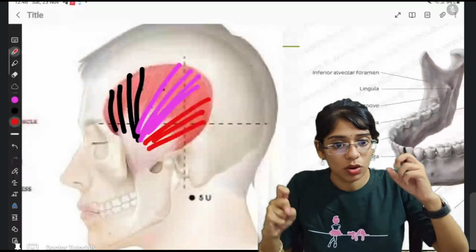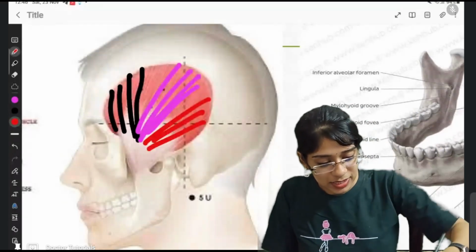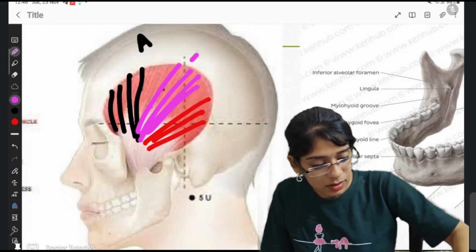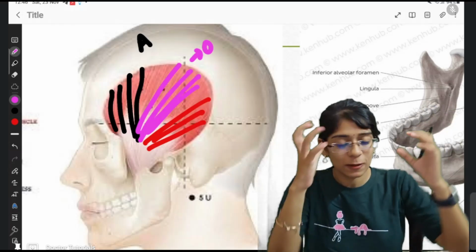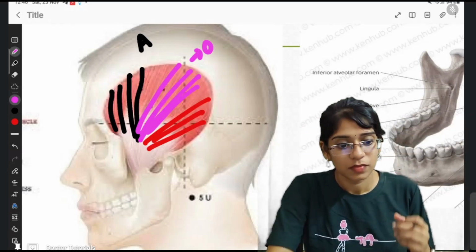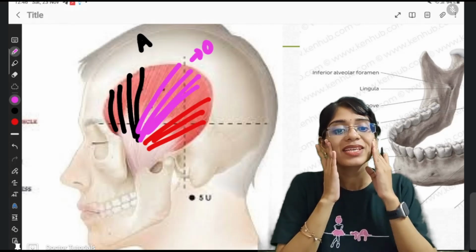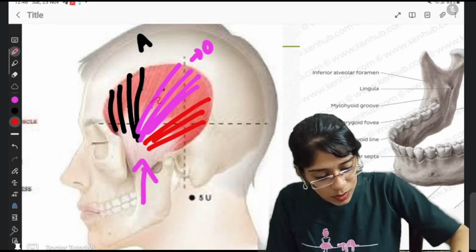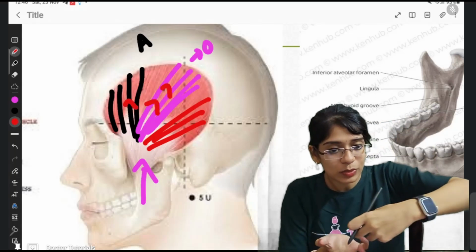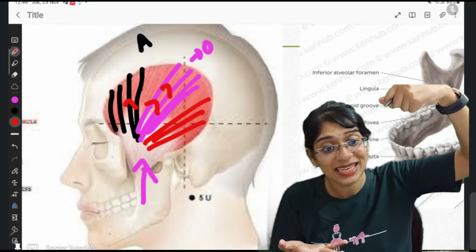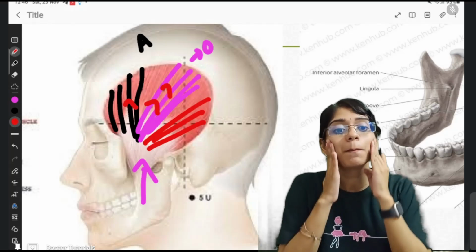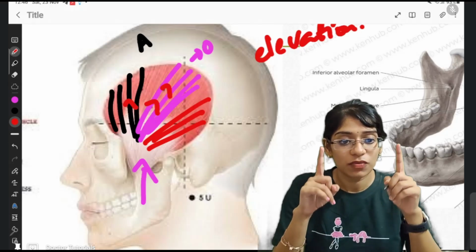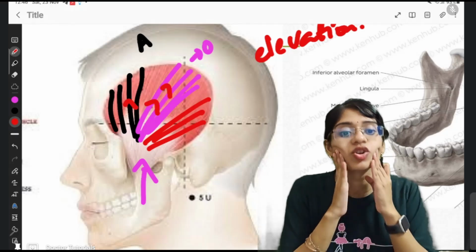Now, when this muscle is contracting, listen carefully. When the anterior fibers, that is the vertical fibers, and these oblique fibers are contracting, it will cause the elevation of the jaw. It will pull the mandible up. Because when these muscles are contracting, they are becoming short, and I told you it will pull along with it the bone to which it is inserted. So it will pull the mandible up. That action is called what, guys? Elevation. So the first action of temporalis, remember, is elevation of the jaw.